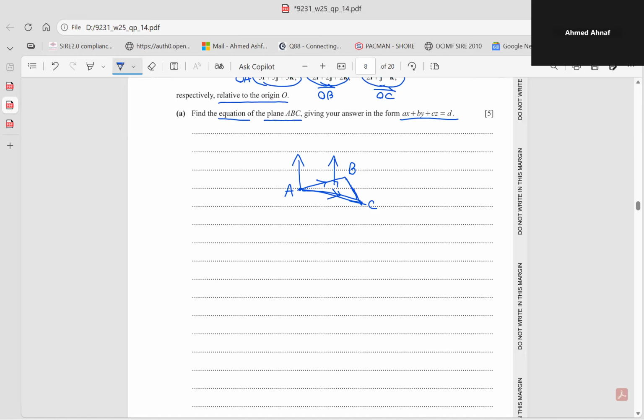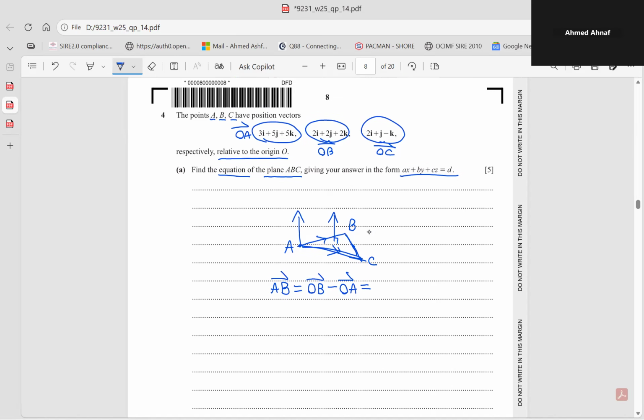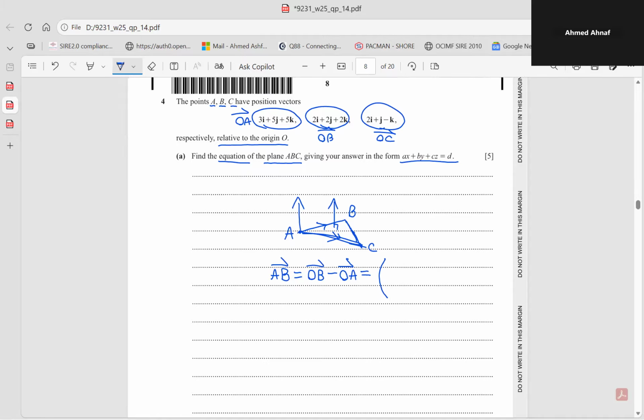So let's start by finding AB. AB is just OB minus OA. So OB in column vector form. By the way, always use column vector form, it's much more effective. It's just 2, 2, 2 minus OA, which is 3, 5, 5. So 2 minus 3, that is -1. 2 minus 5, that is -3. 2 minus 5, that's also -3.